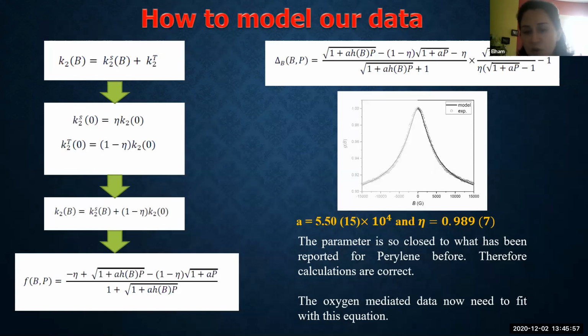I'm an experimental chemist, so just know that these are the things that we have achieved, and then later these parameters will be used in theoretical calculations.